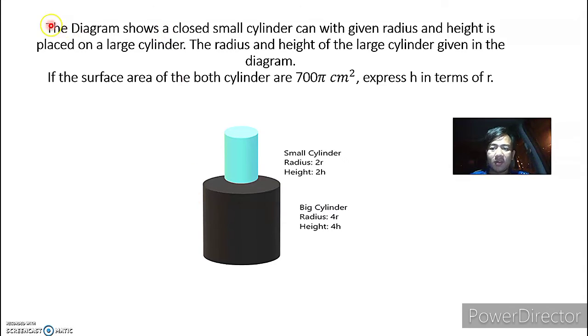This is the problem that we chose for the group assessment for MAT183. Now, this is the question. The diagram shows a closed small cylinder can with given radius and height placed on a large cylinder. The radius and height of the large cylinder are given in the diagram. If the surface area of the above cylinders is 700 pi cm square, express h in terms of r. So this is the diagram.